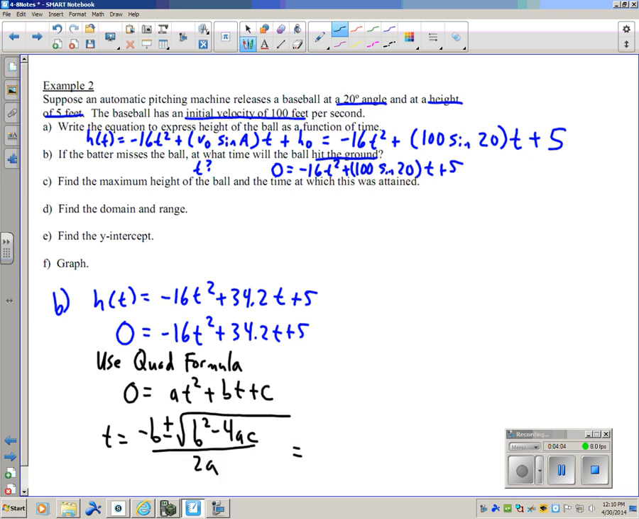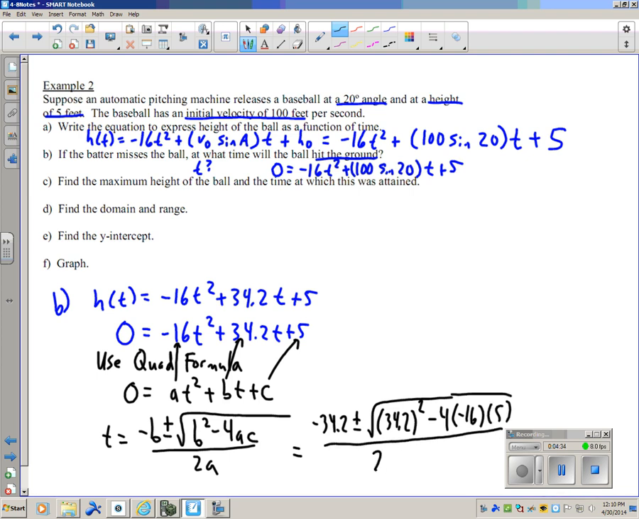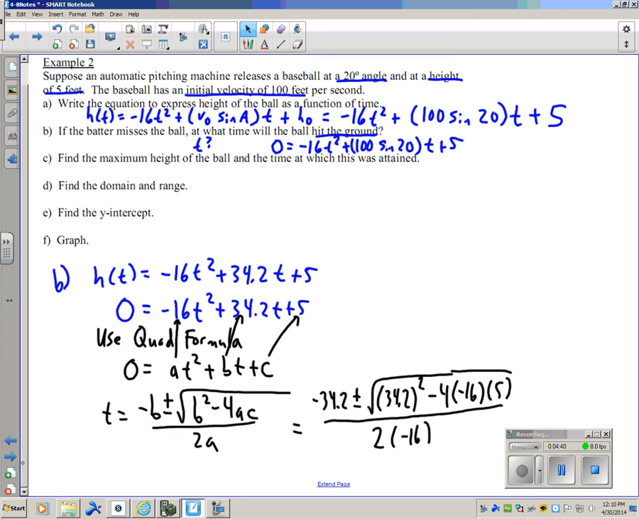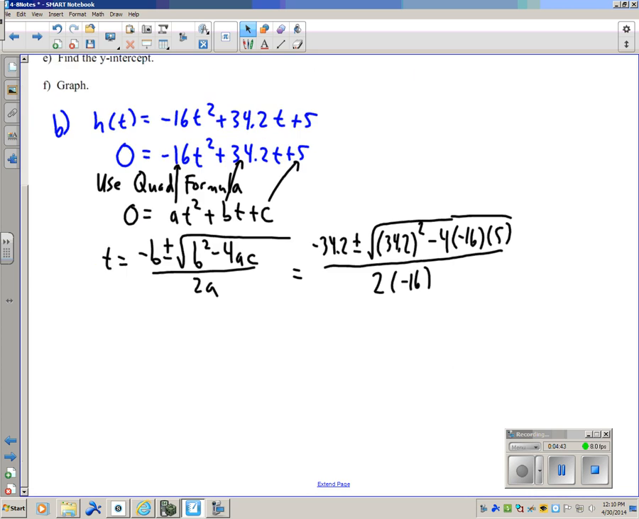So now let's substitute our values in there. According to our formula, our a is negative 16, our b is 34.2, and our c is 5. So I'm going to plug those in. The opposite of 34.2 is negative 34.2, plus or minus the square root of 34.2 squared minus 4 times negative 16 times c, all over 2 times negative 16. Now that I have it all written out, we can simply plug that into our calculator.